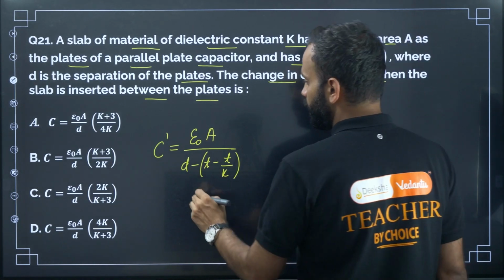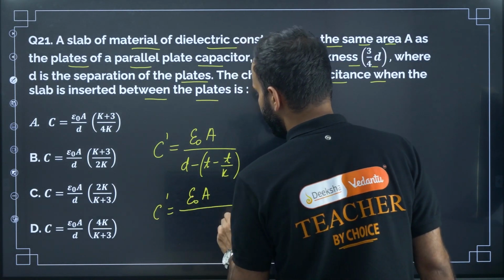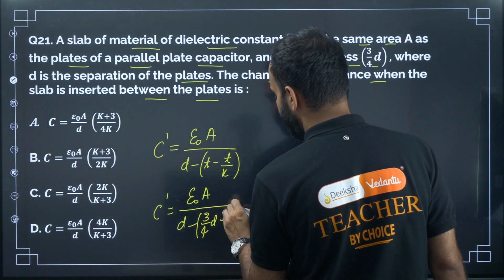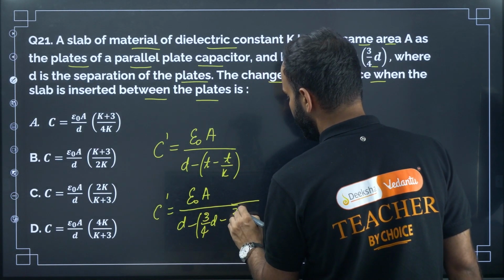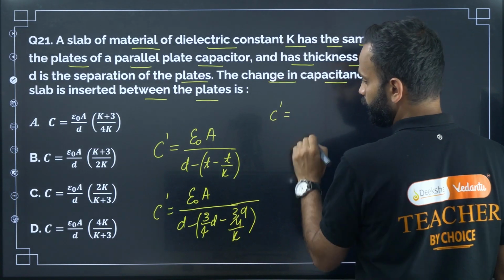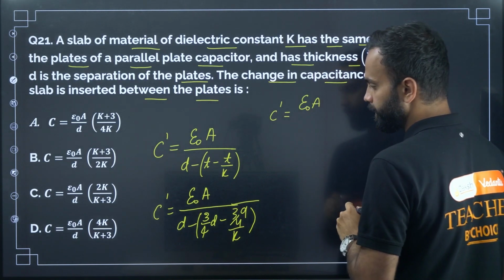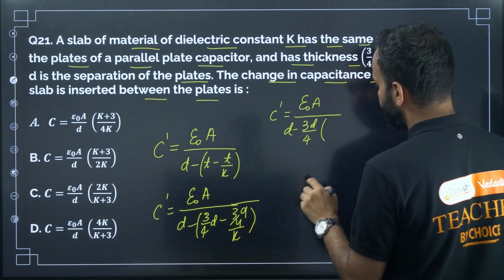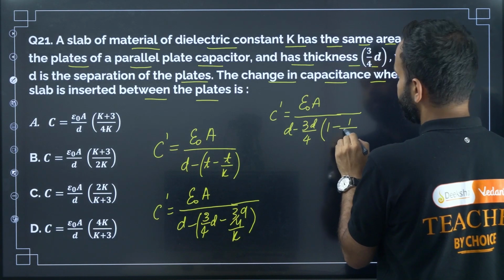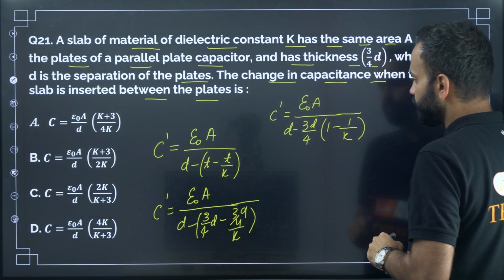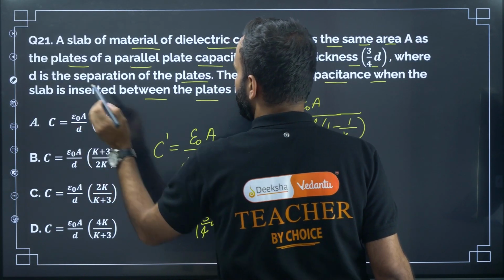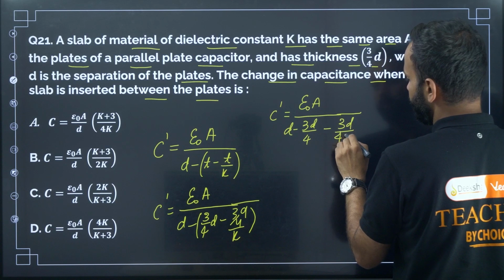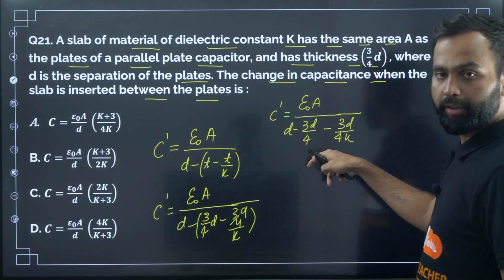Okay. So now C dash is equal to epsilon naught A divided by D, okay, here D minus T is 3 by 4D, 3 by 4D minus here 3 by 4D divided by K. Now C dash is equal to epsilon naught A, right, divided by D minus 3D by 4 into 1 minus 1 by K, right, 1 minus 1 by K. Okay, here let's open the bracket, right? So 3D by 4 minus 3D by 4K, right? So now D minus 3D by 4 is D by 4, right?